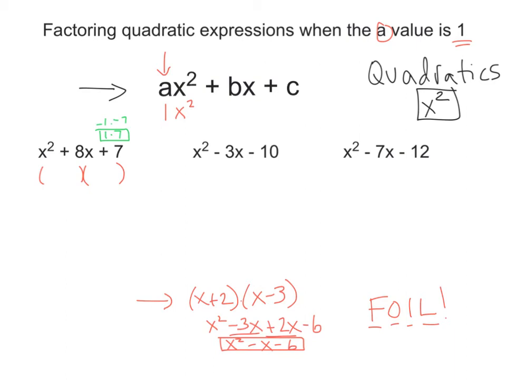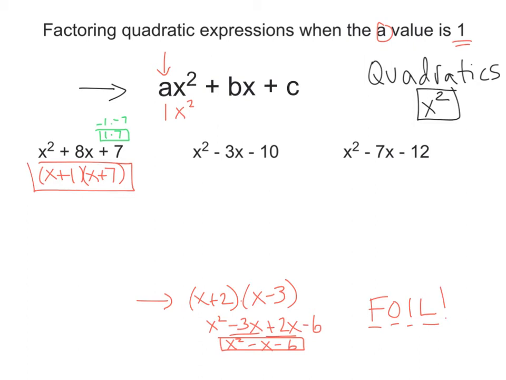1 plus 7 is 8. So we now know that our factors that we have to use are x plus 1 and x plus 7. If we were to FOIL this right now, we would get x squared plus 7x plus 1x from the middle two terms, so 7x plus 1x, which is 8x, and then plus 1 times 7, which is 7. So this is the correct factored form for that expression. Now how about this next one?